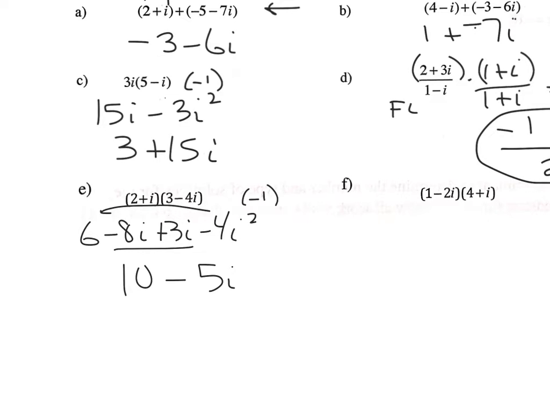One more FOIL. First, 4, outer, 1i, inner, negative 8i. Last, negative 2i squared.